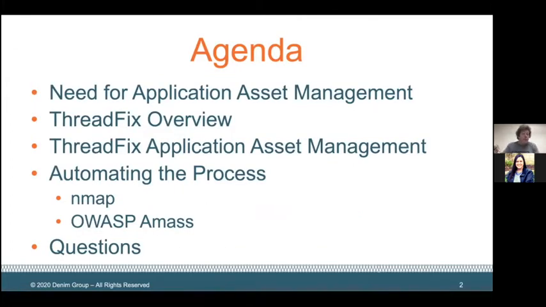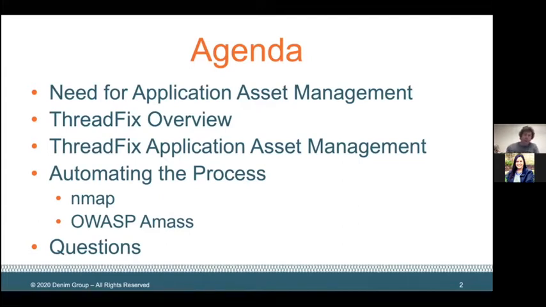The agenda for today, what we're going to talk about. First, I'm going to talk about the need for application asset management. When you look at, again, organizations' attack surface, applications are a very critical part of that. And so I'll talk about what we've found to be the importance of managing your application assets.